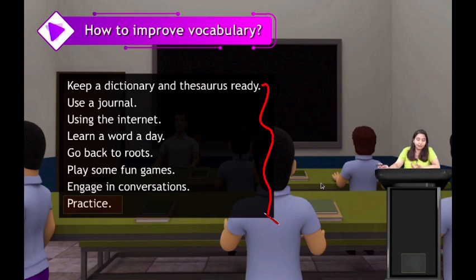So, how to improve your vocabulary? First one is keep a dictionary and thesaurus ready. Then use a journal. When we know that this is a word which has a new meaning, a very new word, then use a journal and write that word. Using the internet, you can use the internet to enhance your vocabulary. Then learn a word a day, just learn one new word every day, alright?